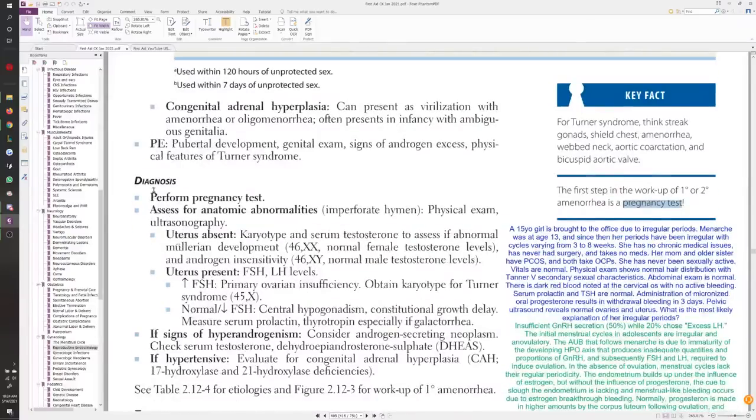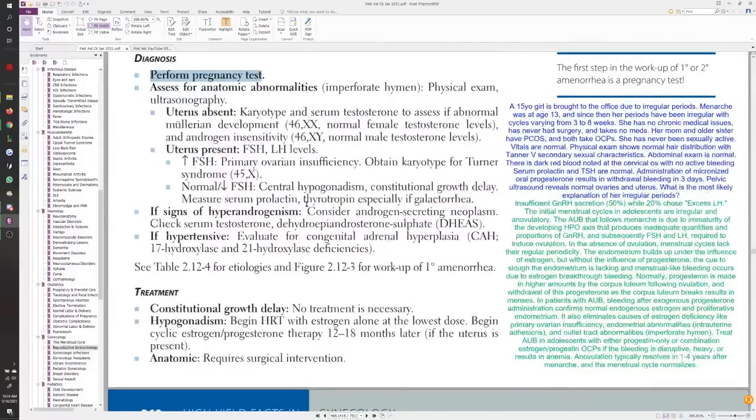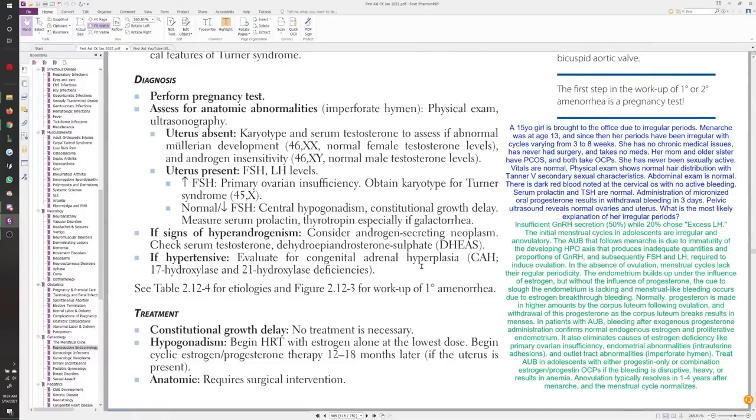And we're going to see that. Right? How do you diagnose this? Perform a pregnancy test. That's the first thing you want to do, because anyone, literally anyone that comes in saying, oh, I haven't had my period yet, and they've already started menstruating in their life, the first thing you should consider is they might be pregnant.